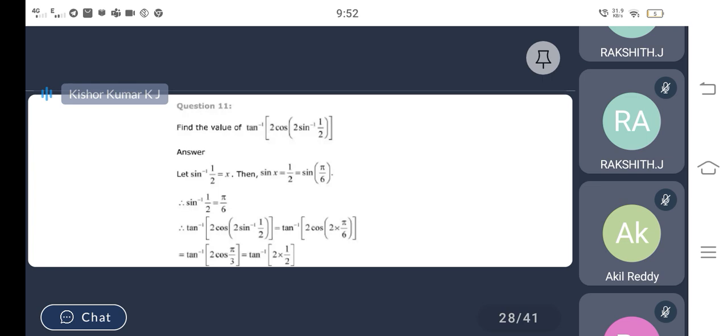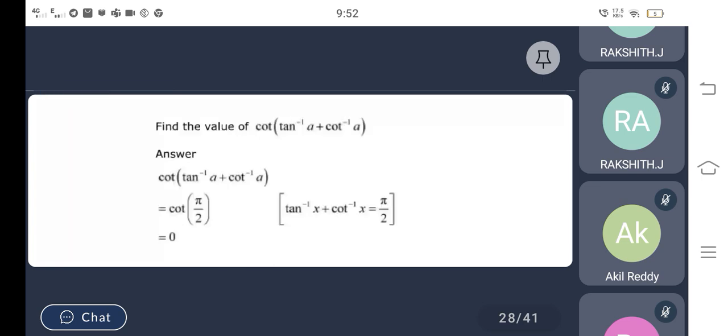Here we go for the next problem. Question number 12. Find the value of cot of tan inverse A plus cot inverse A. It looks difficult, but it is an easy answer. It's very simple to substitute the value of tan inverse A plus cot inverse A. Student, we know the formula: tan inverse x plus cot inverse x is equal to pi by 2. You can apply this formula to any kind of term. Make sure that these two terms are the same.